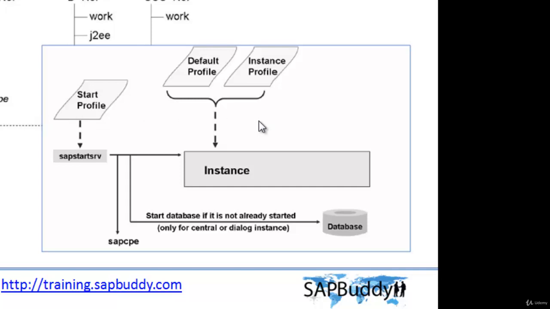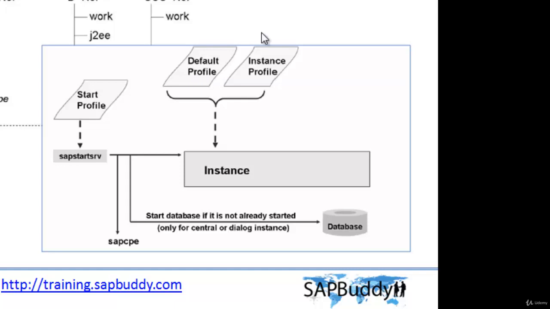Then after that, you have the default profile. The default profile is also applicable for all instances. Let's say you have some specific values, such as security parameters, like what the password length is. It could be one profile parameter which needs to be defined across all the systems. So that could be defined in your default profile, and then it will be available for all the systems.